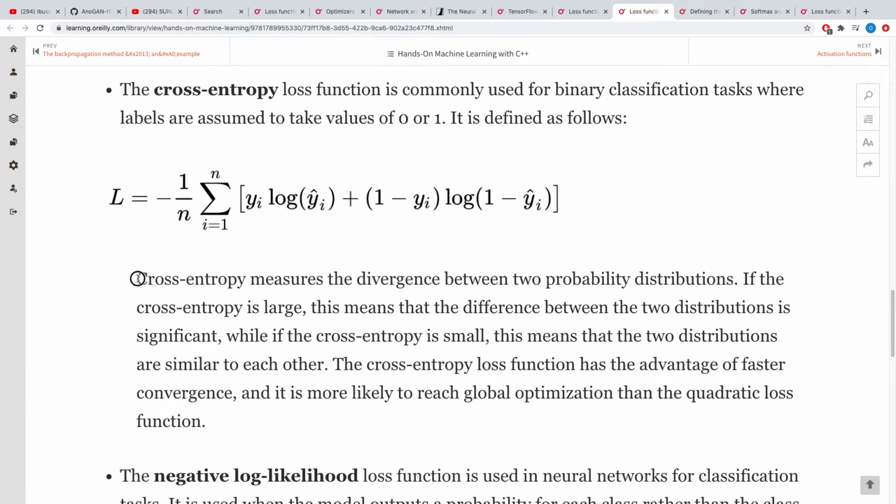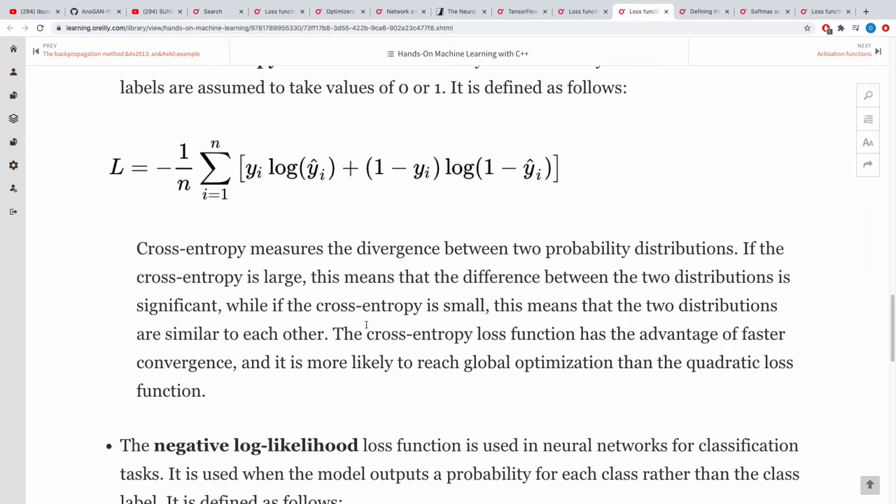So it measures the divergence between two probability distributions. We've done a tutorial on this. If the cross entropy is large, this means that the difference between the two distributions is significant. And if it is small, this means that the two distributions are similar to each other. It has faster convergence and is more likely to reach the global optimum than a quadratic loss function.